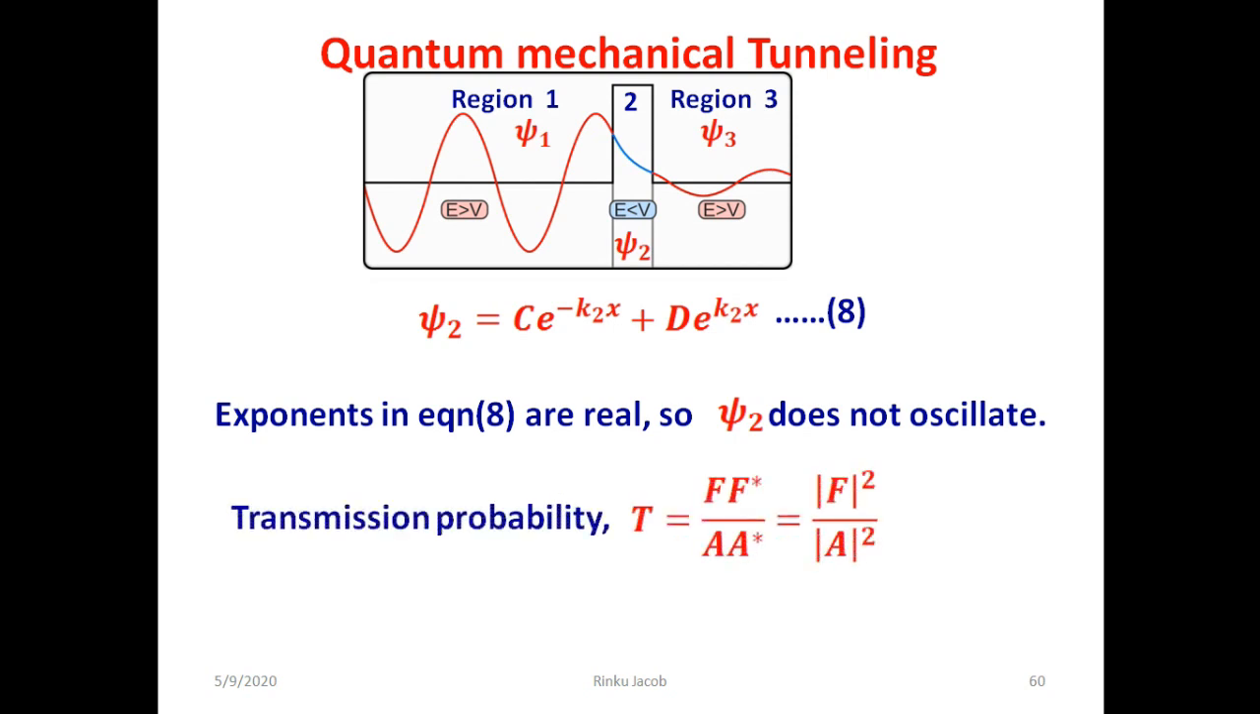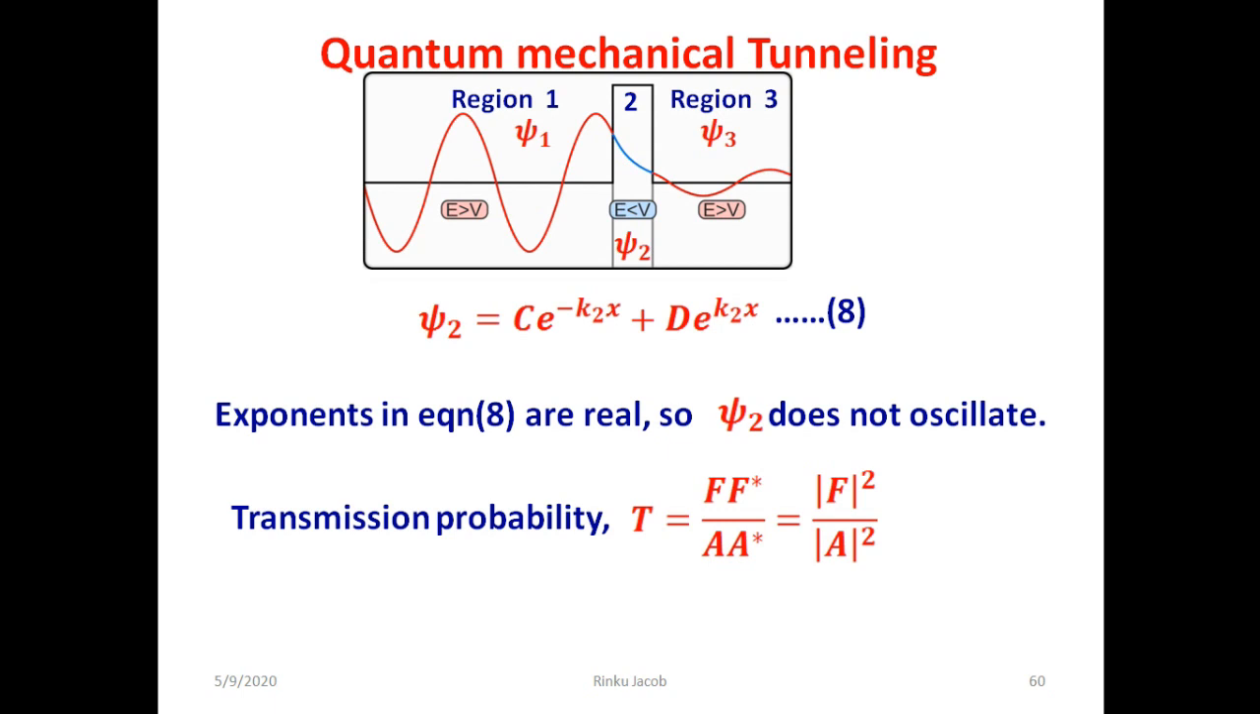Now we find the transmission probability. Transmission probability is the ratio between the probability of finding the particle in region 3 to the probability of incident particles hitting the barrier from region 1. That is T = f*f/a*a, or it is equal to |f|² divided by |a|², where f is the amplitude of the transmitted waves to region 3 and a is the amplitude of the incident wave in region 1.